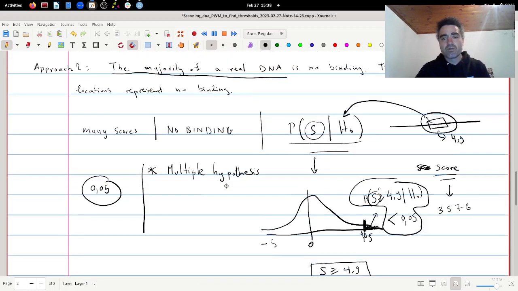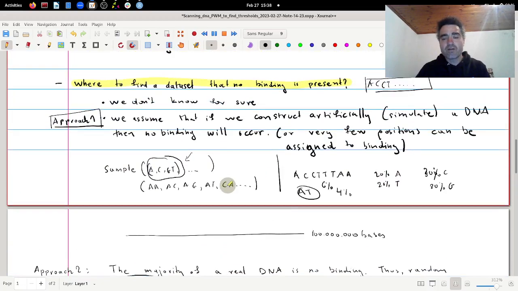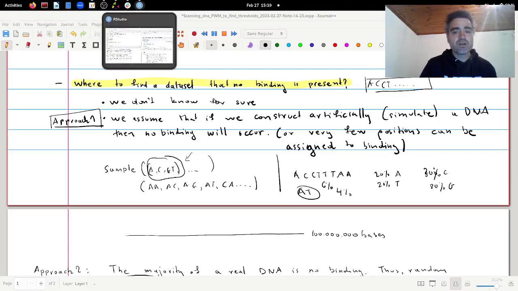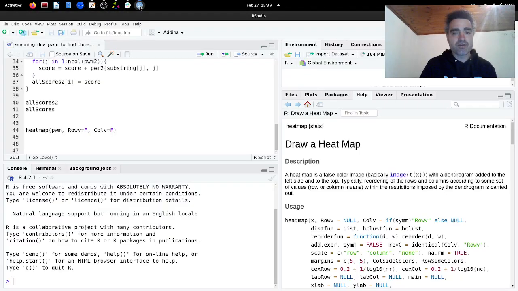Okay, so I hope it was clear why we do hypothesis testing and how we do it, and why it's useful for us to do hypothesis testing when we search for thresholds. So this was the theoretical part, and let's go now to the practical part in order to see how to do that for position-weight matrices.